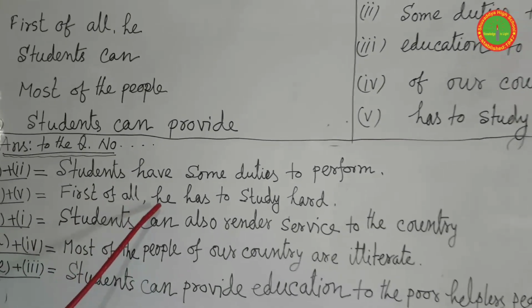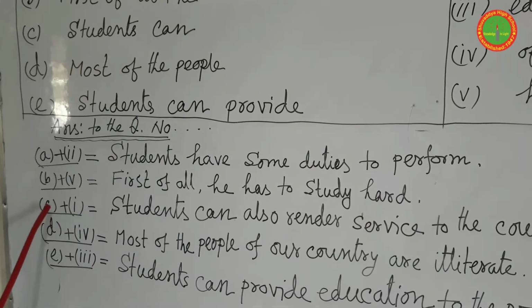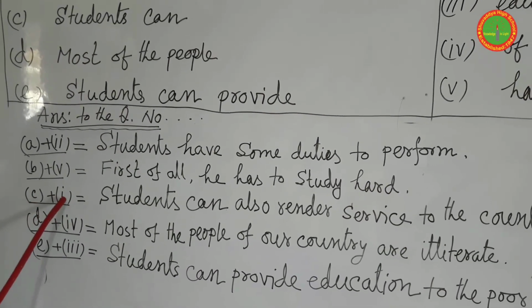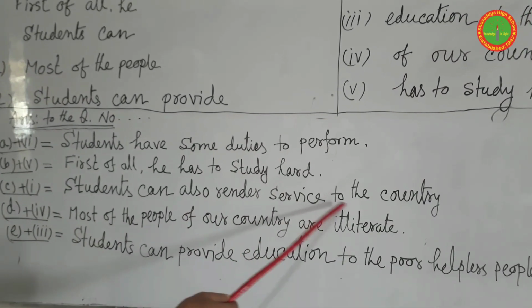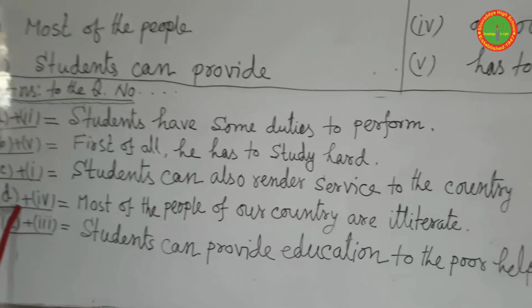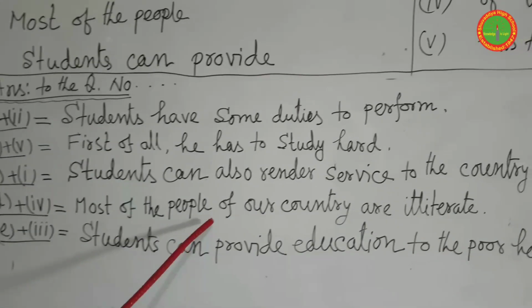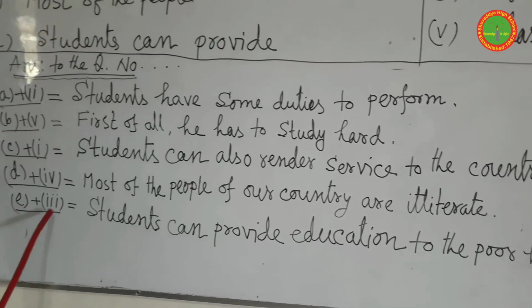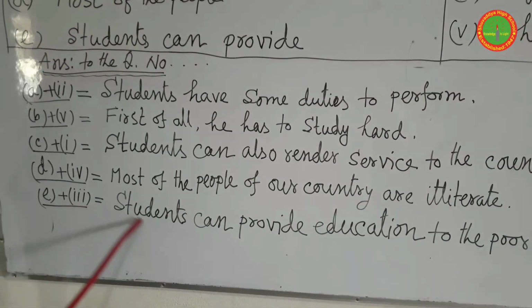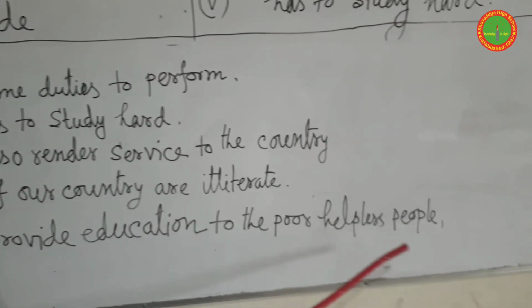First of all, he has to study hard. C plus B's number 1: students can also render service to the country. D plus 4 of B: most of the people of our country are illiterate. E plus 3 of B: students can provide education to the poor, helpless people.